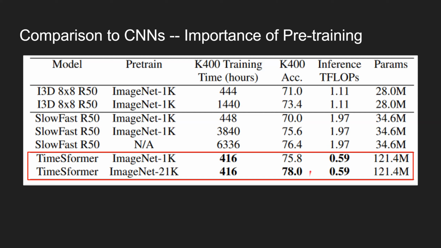And you can see that in this context, pre-training on ImageNet 21K actually had a pretty significant impact on the accuracy on the Kinetics 400 data set. So that's kind of shown here where on 21K it achieved an accuracy of 78%. And that ImageNet pre-training, the dimensionality of the data is 8 frames by 224 pixels squared. And that's the size of the video clips.